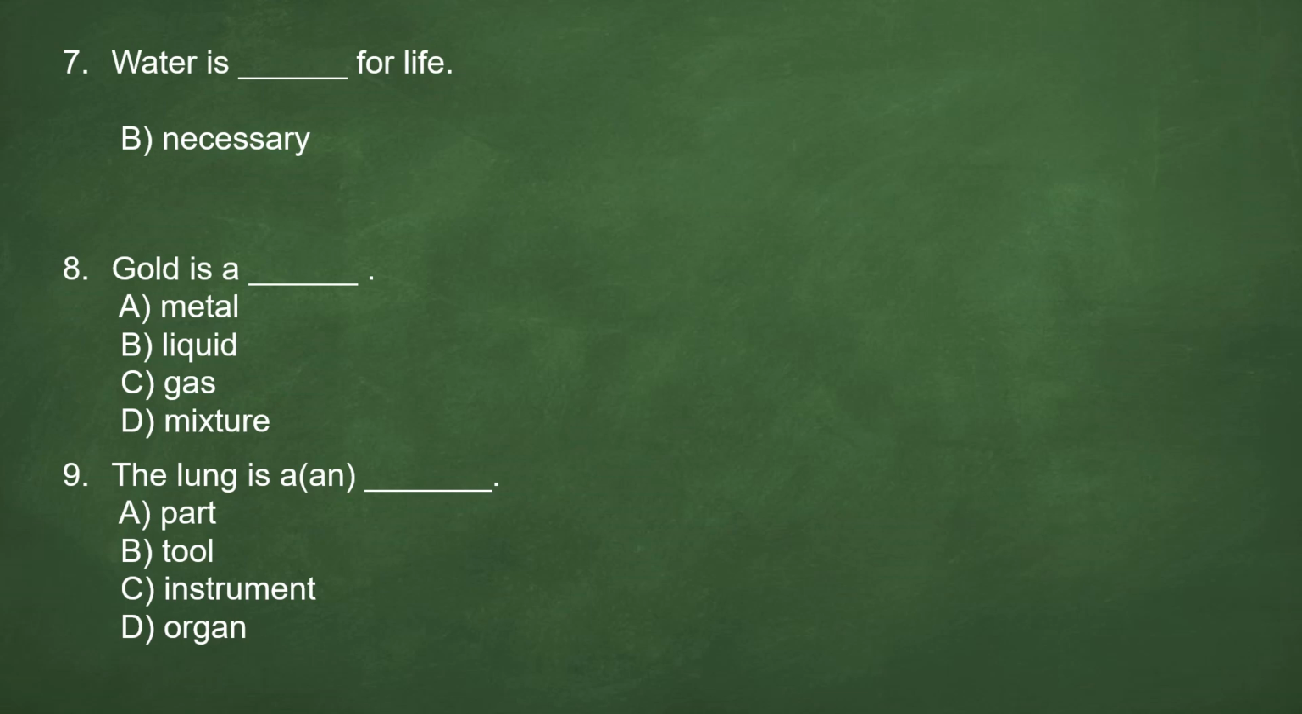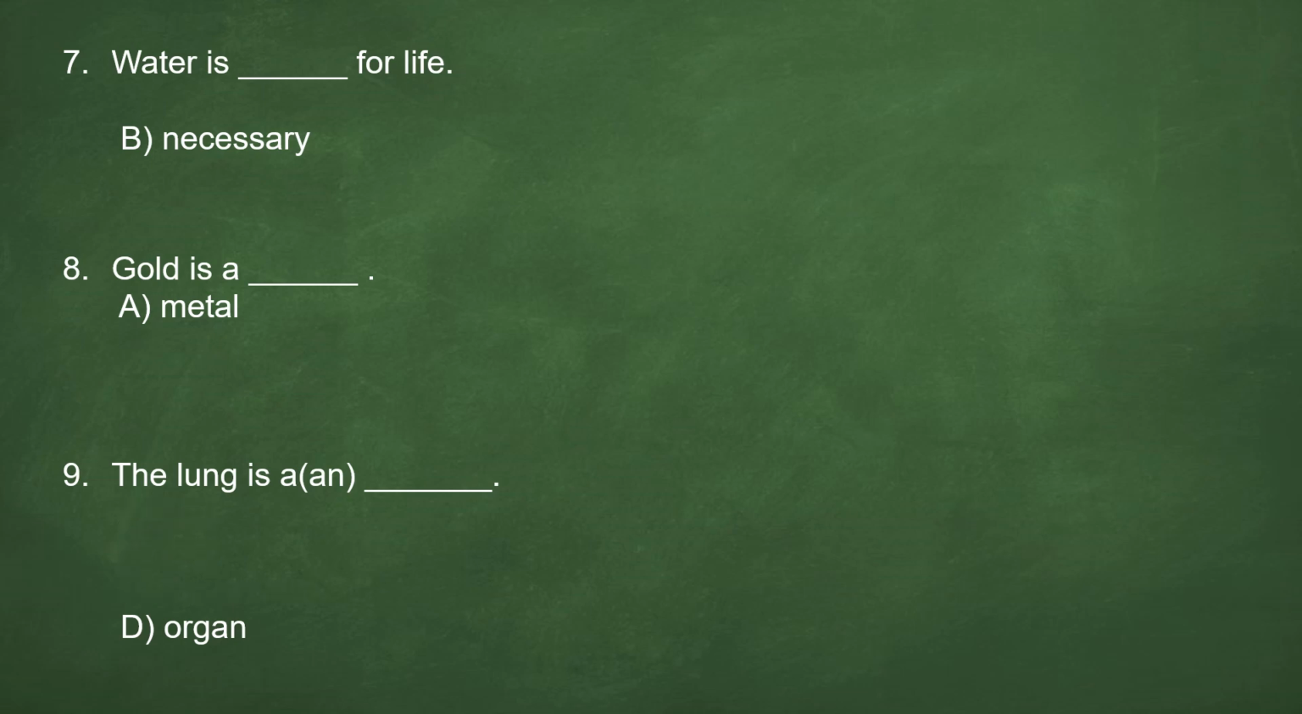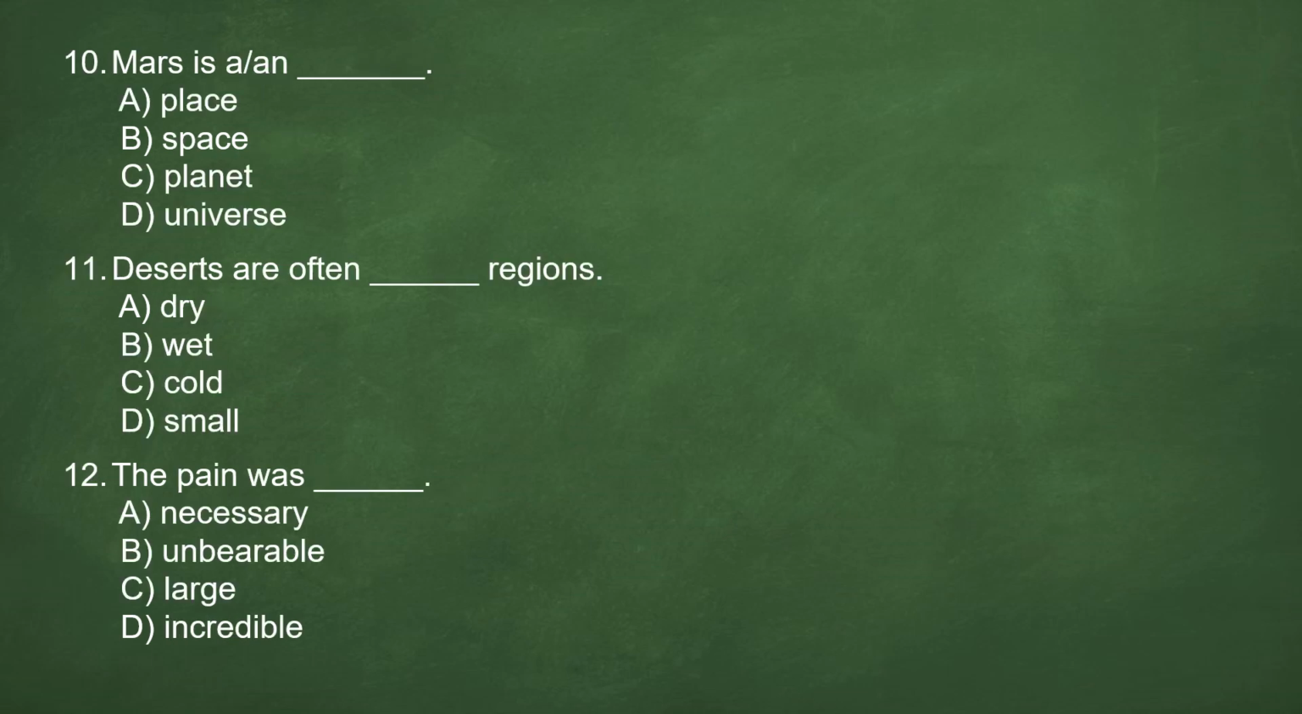Number eight. Gold is a blank. A. Metal, B. Liquid, C. Gas, D. Mixture. Answer: A. Metal. Gold is a metal. Number nine. The lung is an organ blank. A. Part, B. Tool, C. Instrument, D. Organ. Answer is D. Organ. The lung is an organ.